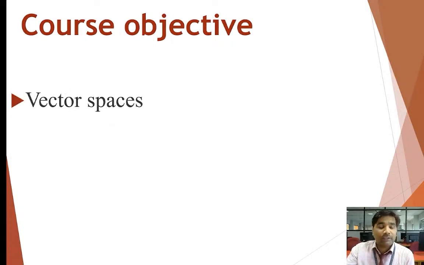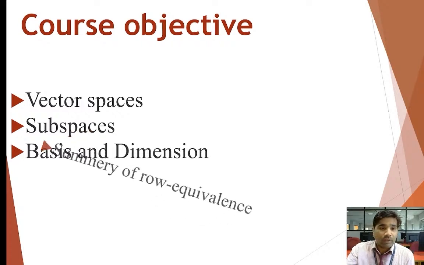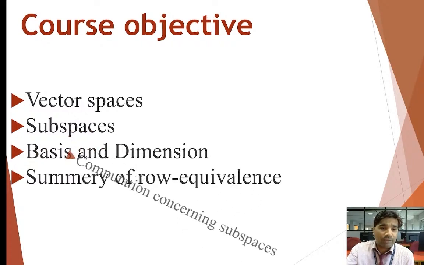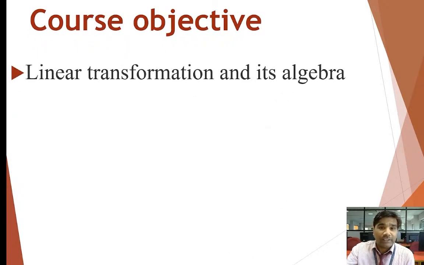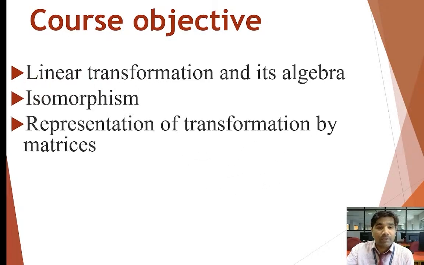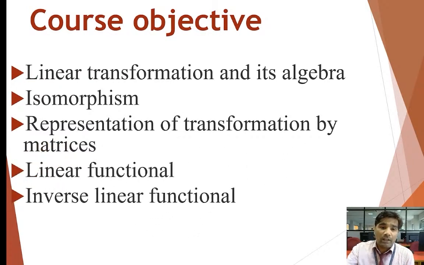To define vector spaces, we can take the help of the detailed syllabus: vector spaces, subspaces, bases and dimensions, a summary of row equivalence, and computations concerning subspaces. The next one is linear transformation. As I said, the projection from three dimensions to two dimensions is done with the help of linear transformations and their algebra. Next, isomorphism, the representation of a transformation by matrices, linear functionals, and inverse linear functionals.